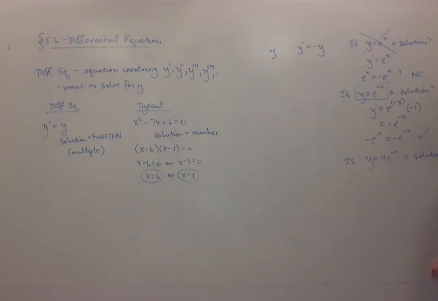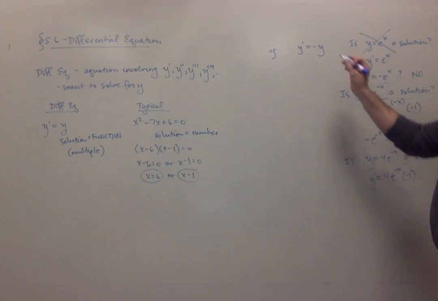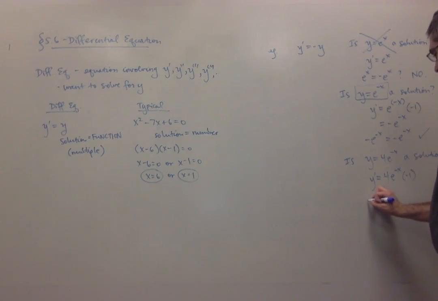Is that a solution? Well, again, let's just plug it into the equation and see what happens. So I need the derivative. The derivative would be 4, same derivative as before, e to the negative x times negative 1. So plugging that back in here, I would see negative 4 e to the negative x. Is that the same thing as negative 4 e to the negative x?